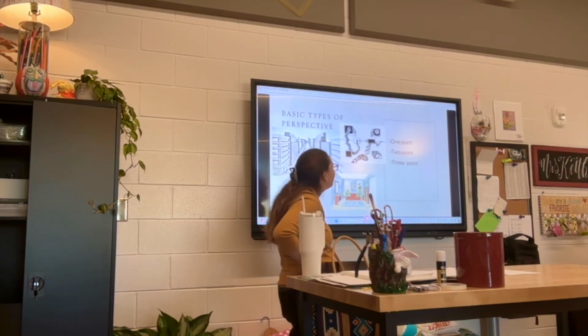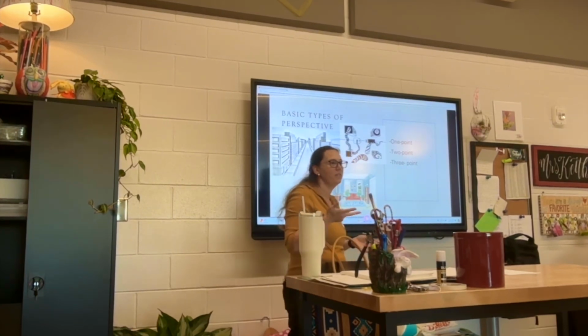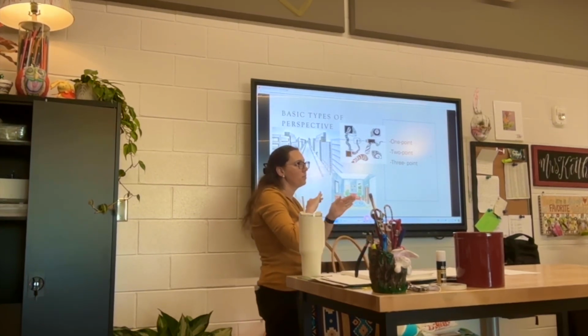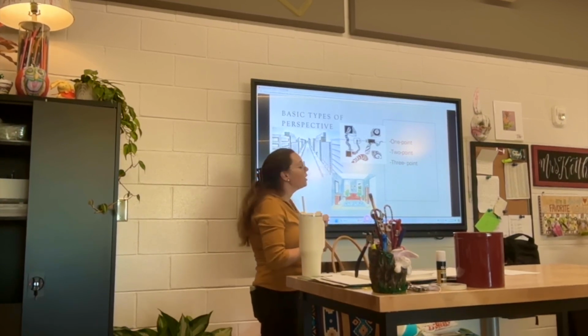Okay, so the three that we're going to really talk about are 1, 2, and 3-point perspective. And then there are some a little more tedious ones that we'll glance over. The one that we're going to focus on is 1-point perspective. So what makes something a 1-point perspective? Does anybody know?